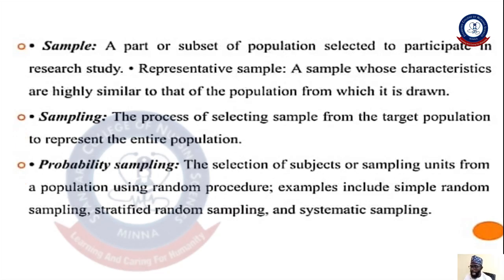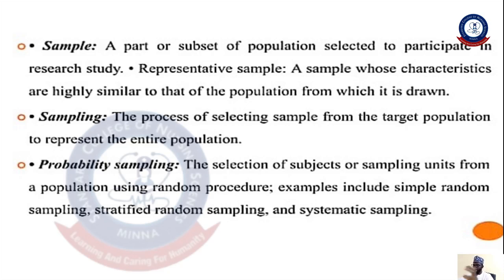Then another term is sample. This is a very common terminology that we hear as far as research is concerned. Sample is a subset of population selected to participate in a research study. E.g., representative sample: a sample whose characteristics are highly similar to that of the population from which it is drawn.